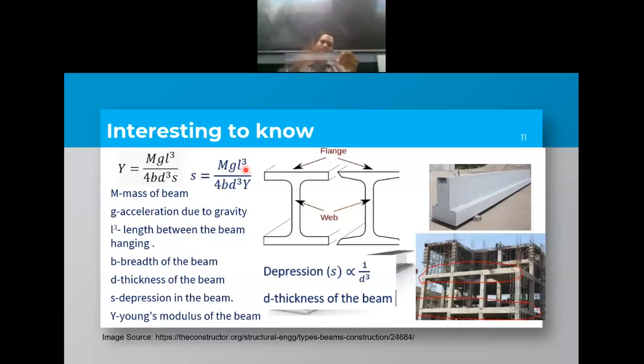In order to reduce the depression, if you are not reducing it, what will happen? Suppose you walk on the floor, then the entire floor will start vibrating like this. So in order to reduce this, we increase the thickness. Now coming to why it is made as an I-shaped girder. You see why it is made as I-shaped? Because in this direction it is getting depressed.